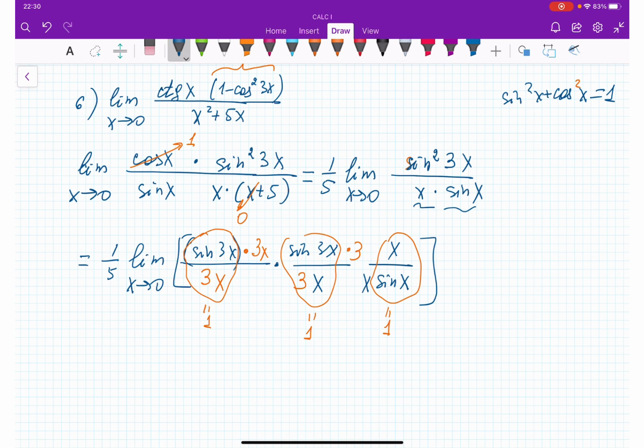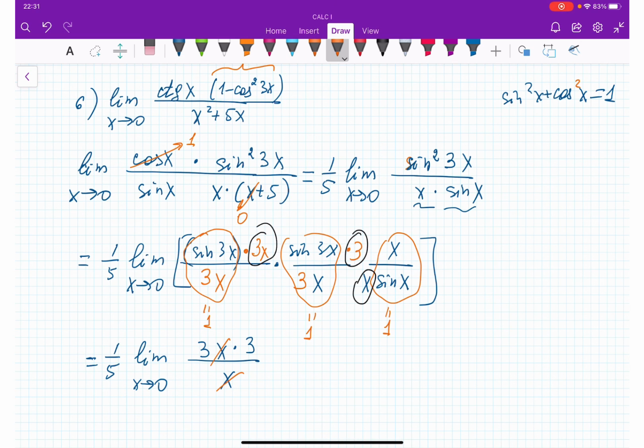So let's rewrite clean what we have left. 1/5, limit x approaches 0. We have 3x, this one survives, this one survives, and this survives, yes? So it's going to be 3x times 3 and divided by x. Yes? So this x we cancel with this x, and the limit has nothing to do with this 9, 3 times 3, because it's a constant, so it comes out. 9/5. And this is the answer.